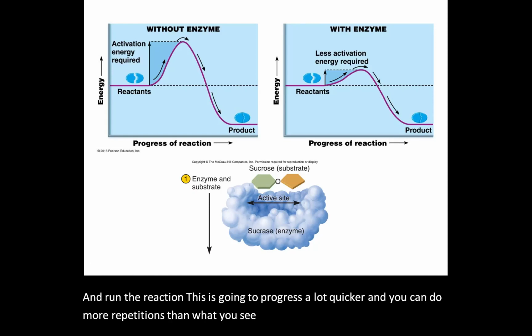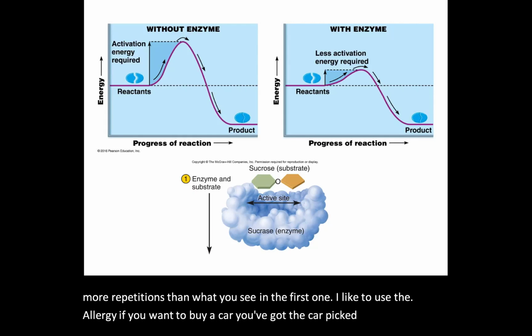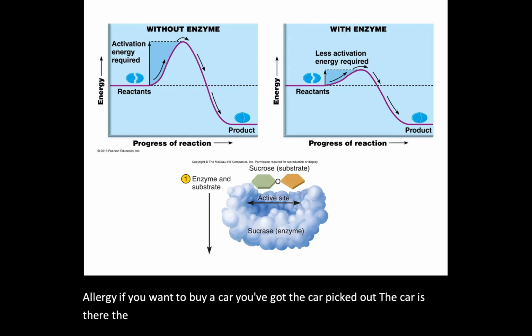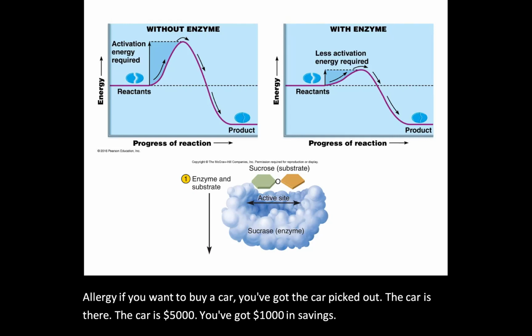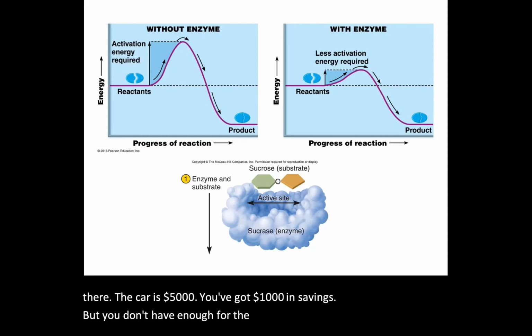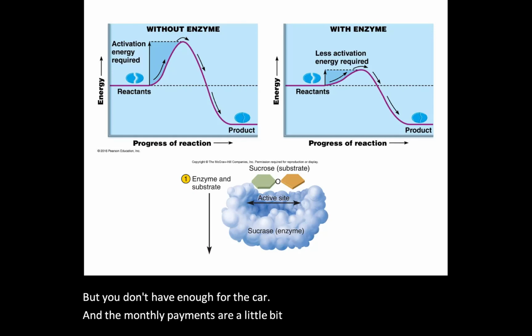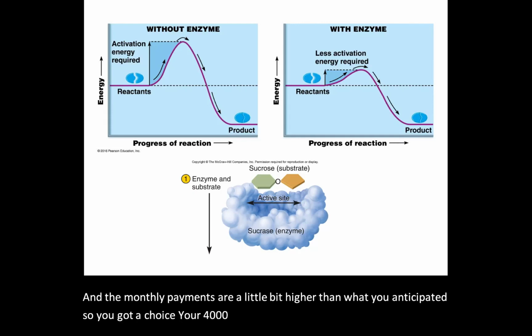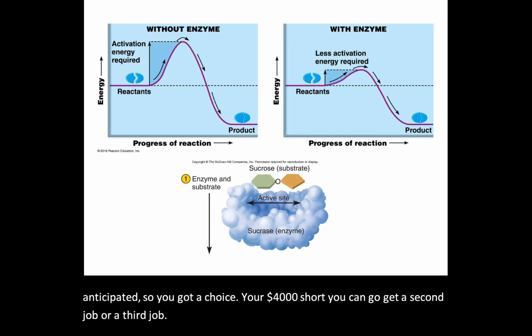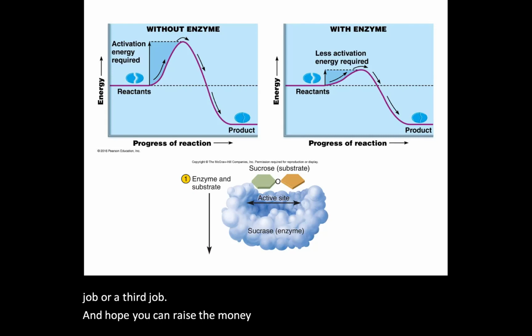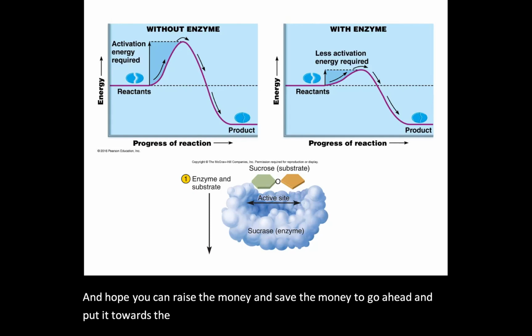I like to use the analogy of you want to buy a car. You've got the car picked out. The car is there. The car is $5,000. You've got $1,000 in savings, but you don't have enough for the car, and the monthly payments are a little bit higher than what you anticipated. So you've got a choice. You're $4,000 short. You can go get a second job or a third job and hope you can raise the money and save the money to go ahead and put it towards the car so you can vroom vroom down the road.